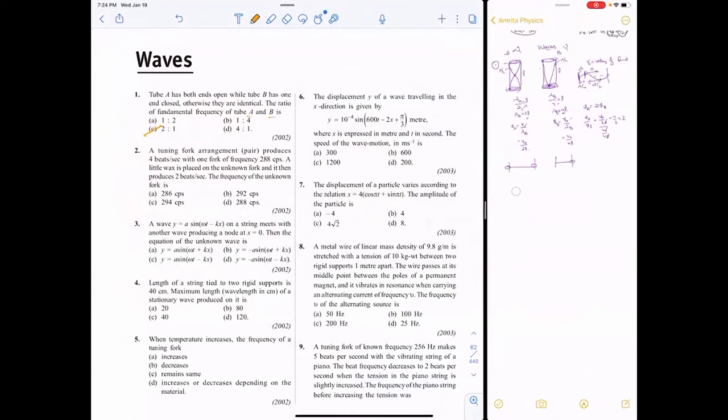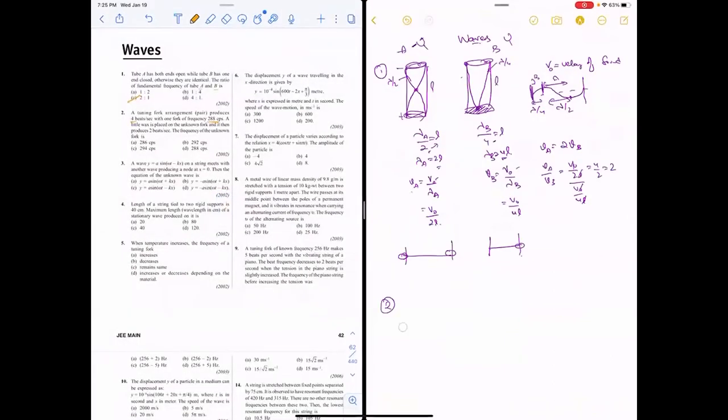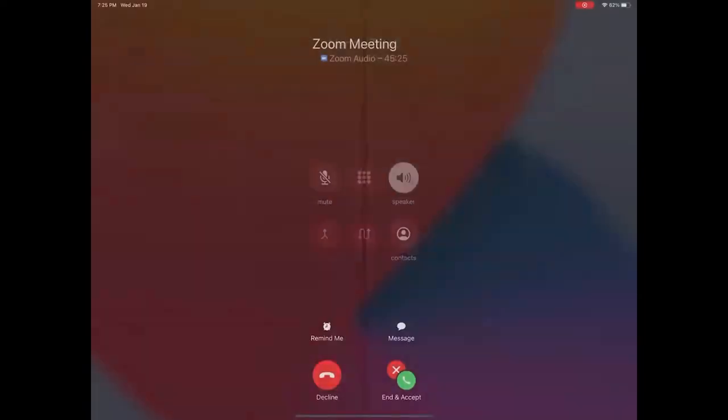A tuning fork arrangement pair produces 4 beats with a fork of frequency 288. A little wax is placed on the unknown fork and it then produces 2 beats. The frequency of the unknown fork is? One tuning fork is 288, the other tuning fork is unknown. The difference between them is 4. So X can be either 288 plus 4 or 288 minus 4, that is 292 or 284. Both options are possible, but 284 is not in the options, so it is 292.